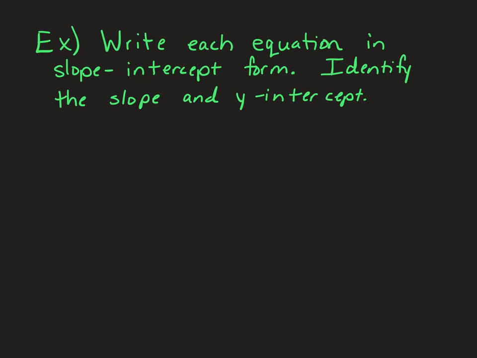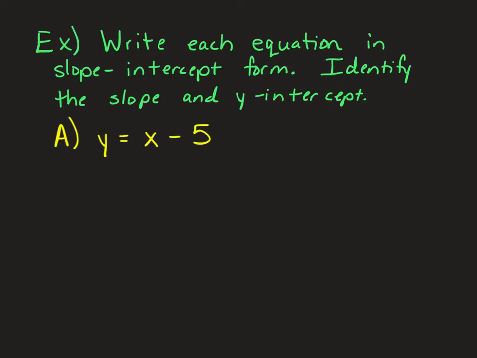For our example, we're going to write each equation in slope-intercept form. So it's going to be in the form of y equals mx plus b. Identify the slope and the y-intercept. So you'll need to mark m equals something and b equals something.